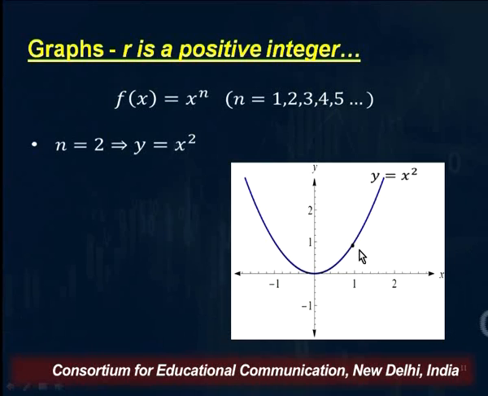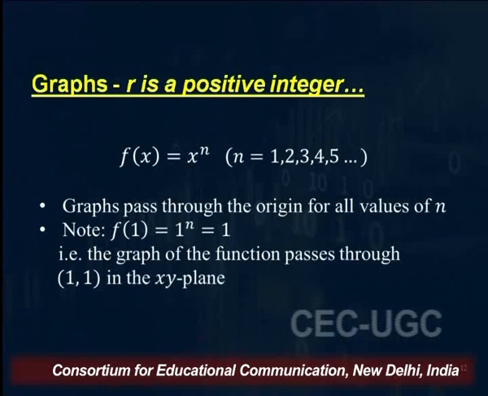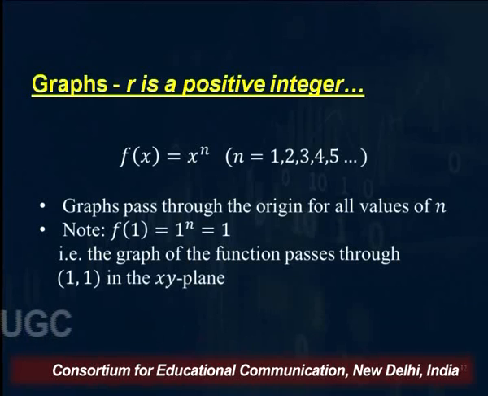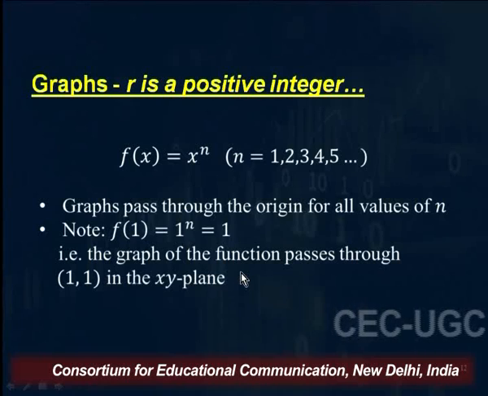So if we take specific numbers here, since 1, 1 belongs to the curve, then we can say that the curve will also pass through minus 1, 1, right? This is a case of an even function, and here you have symmetry about the y-axis. So as I just said, the graphs pass through the origin for all values of the parameter n, and also the graph passes through 1, 1 in the xy plane.